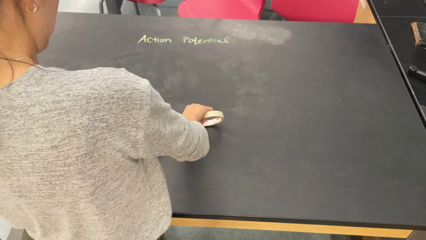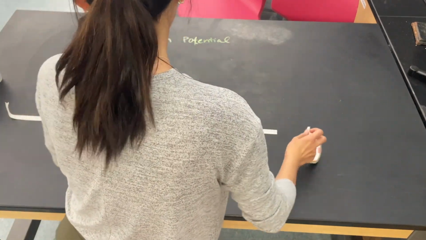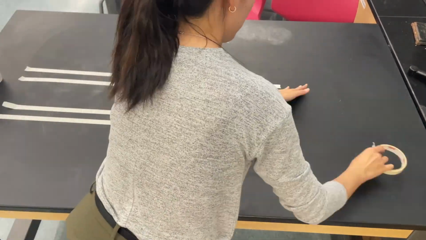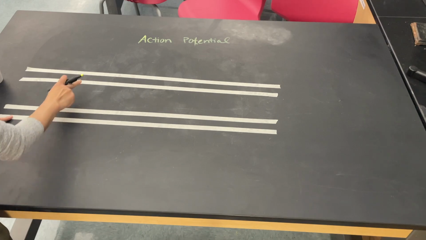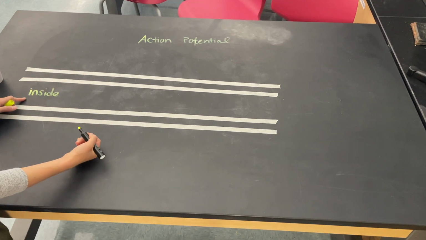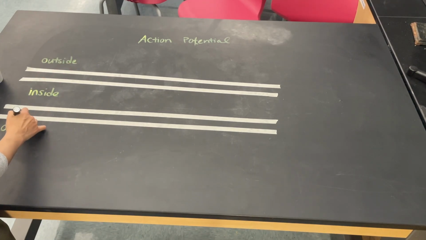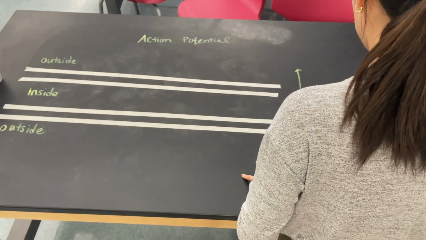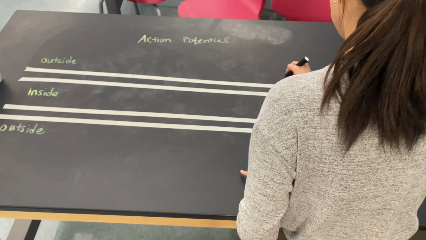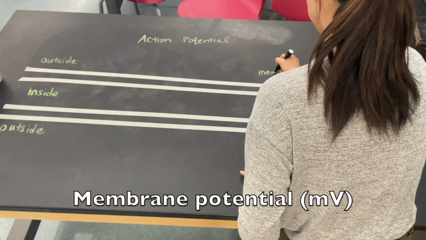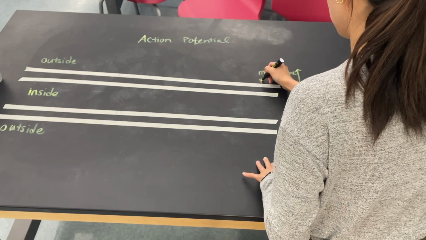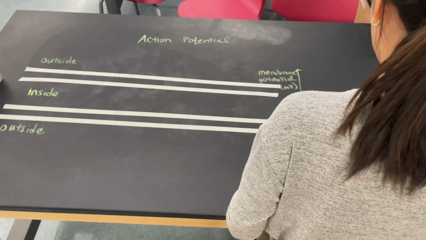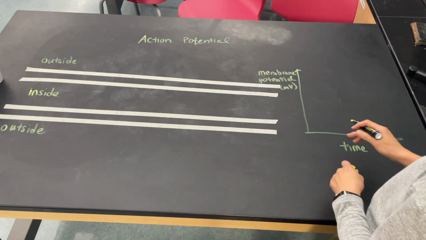I'm going to first use some masking tape to model both sides of a neuron membrane. So here are the two sides of the membrane. Let's label the inside and the outside. On the other side, I'm going to label a graph. On the y-axis of the graph, I have membrane potential. Membrane potential is measured in millivolts. On the x-axis, I have time.